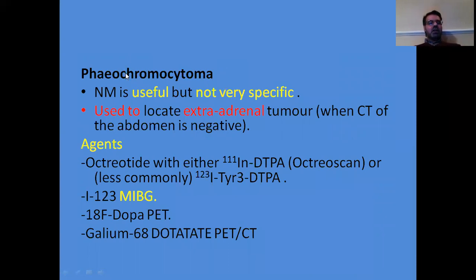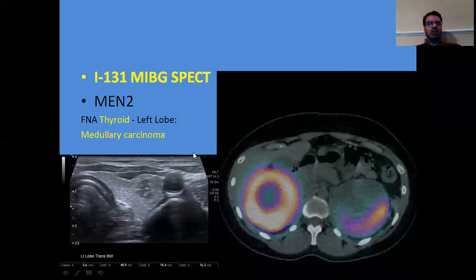Pheochromocytoma has some specific agents used. Nuclear medicine in pheochromocytoma is useful but not very specific. It can be used to locate extraadrenal lesions, and these are different agents that are used. MIBG is still widely used, and this is an example of an MIBG SPECT scan in a MEN 2 syndrome with thyroid medullary carcinoma and bilateral pheochromocytomas.